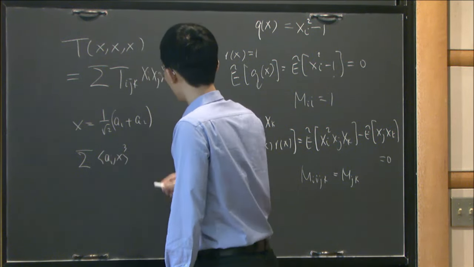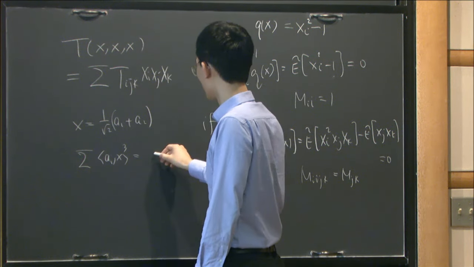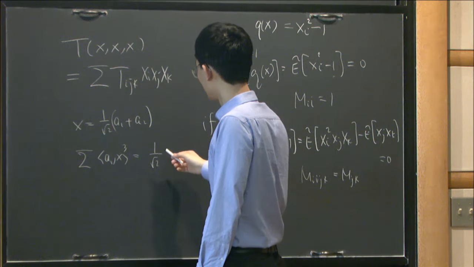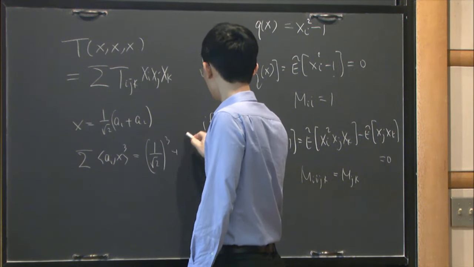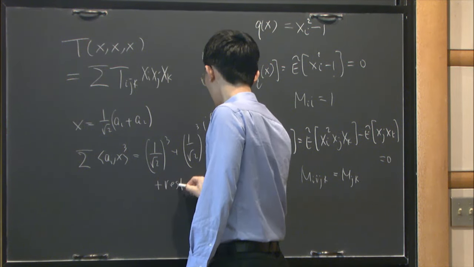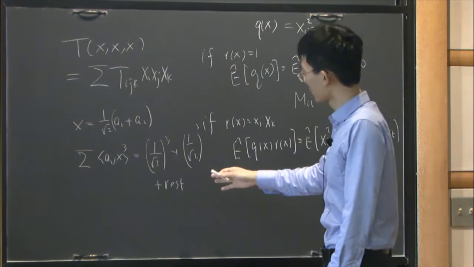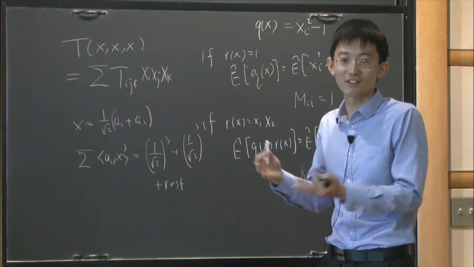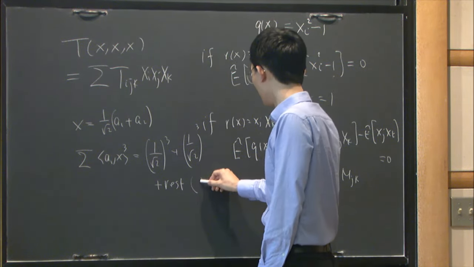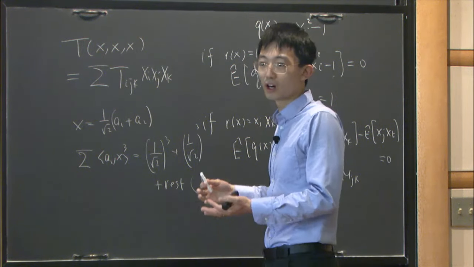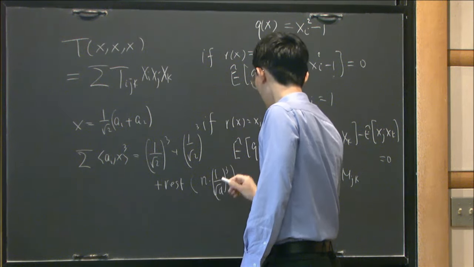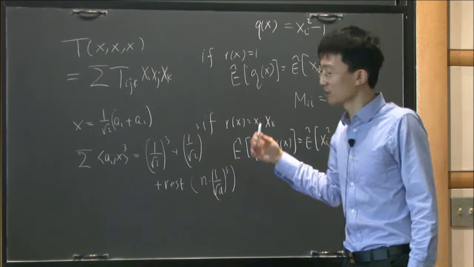Cubed, this equals two terms, which are something like 1 over square root 2 cubed, plus the rest. And the rest of the terms are kind of random-like because they have nothing to do with a_1 and a_2. So this rest really has n terms, and each term is 1 over square root d, cubed. I mean, this is a very generous upper bound, actually.